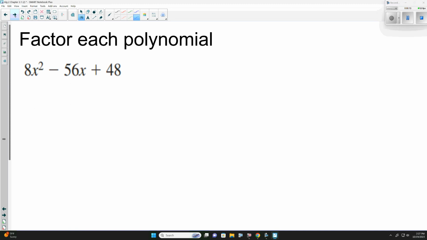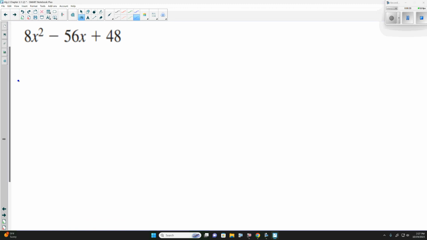What we're doing today is more factoring. We're continuing going over factoring. And when we look at these problems here, the first thing we need to do is factor out a greatest common factor. Is there a greatest common factor between these three terms?